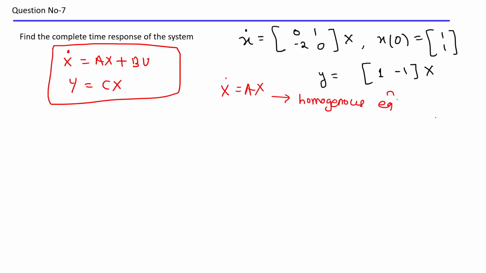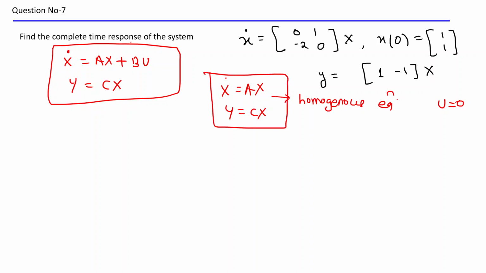So here in the homogeneous equation, input is not there. So b is 0, or input is 0, which means u is 0. As u is 0, you cannot find out the b vector, or b matrix. So here this is a homogeneous state equation, x dot equal to Ax and y equal to Cx. This equation is given to you.